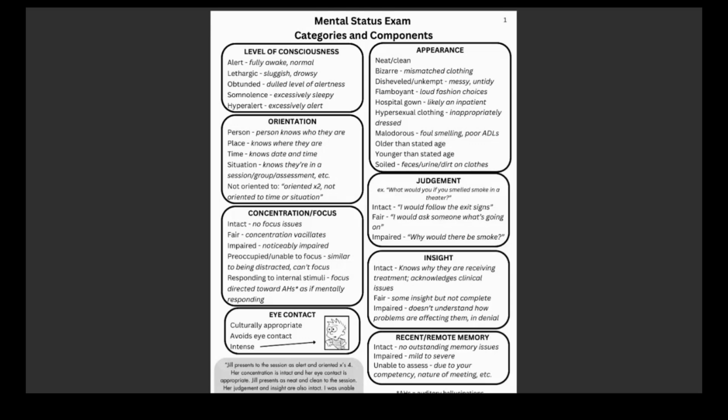Perhaps every time you see them, they're the exact same way. They're alert and oriented times 4. They have a neat and clean appearance. Their judgment's good, insight's good, concentration's good, like everything is normal. What's useful about this in that example is, let's just say that you have a client that's always really stable when they come in, and every time you do their mental status exam in terms of your session note, it's indicated as such.